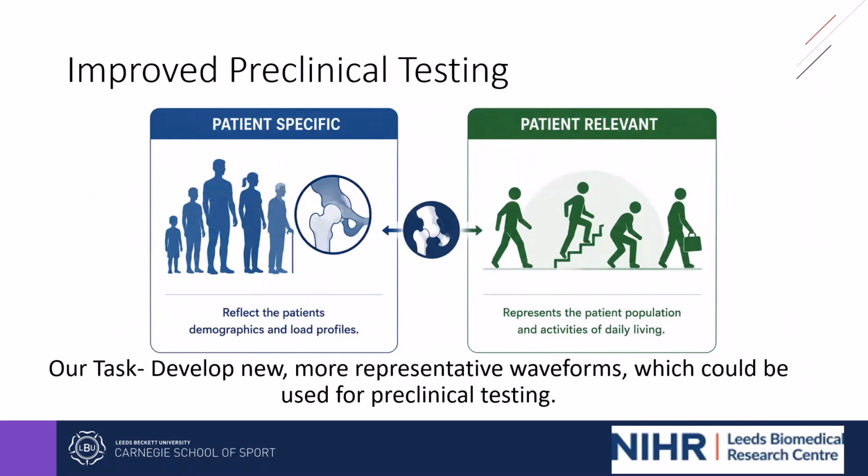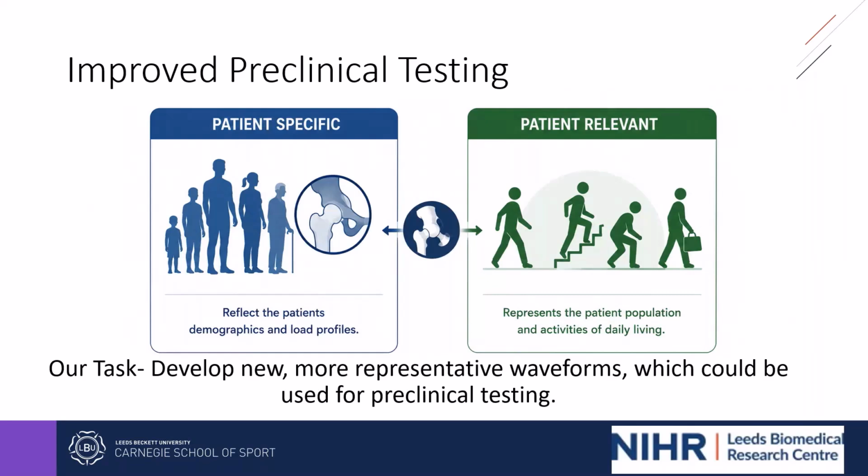So within the LifeLongJoints project, there were 7 different work packages, and the work package that we were leading was work package 2. And our main task, our main deliverable, was to develop new, more representative waveforms which could be used for preclinical testing. And we wanted this to meet 2 criteria.